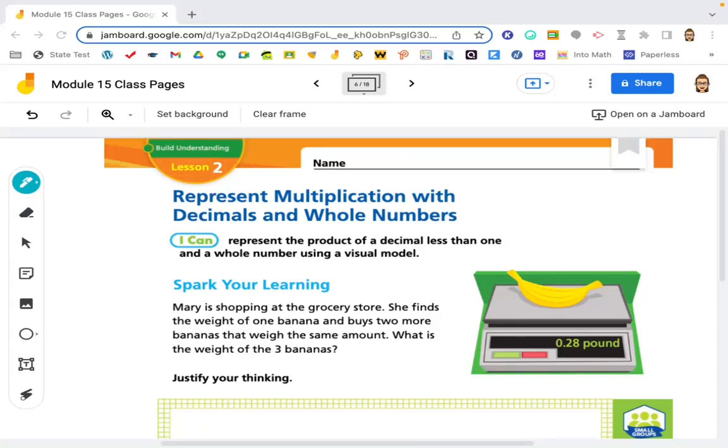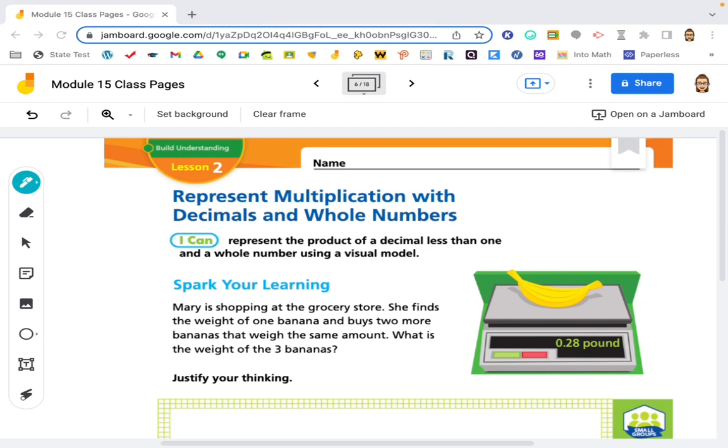Hello, my mathematicians. Today we are looking at module 15, lesson 2, which is all about representing multiplication with decimals and whole numbers. Hopefully by the end of this lesson you can represent the product of a decimal less than 1 and a whole number using a visual model.